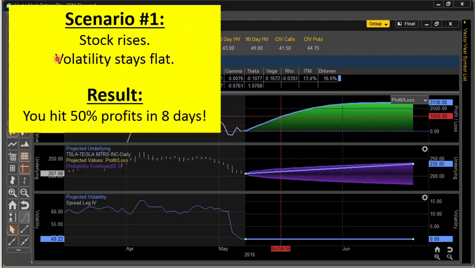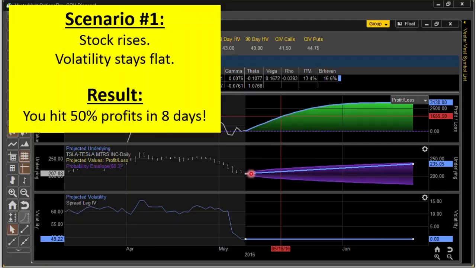Now, what happens if volatility during that stays flat? It's stable. It doesn't go up. It doesn't go down. It just stays stable. Now, I want to show you what this area right here is, the projected underlying.